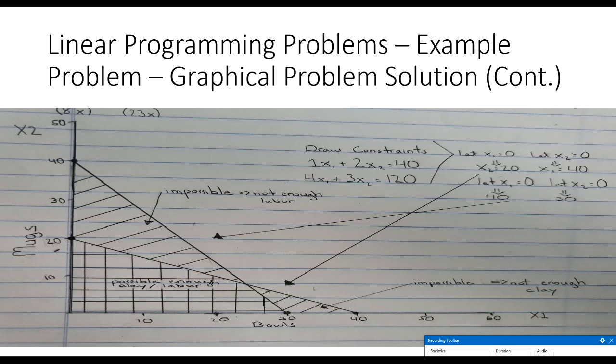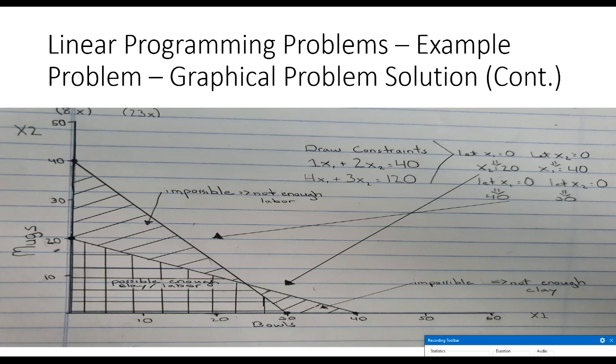So in this section here, we see that we have enough resources. We have enough clay, but we don't have enough labor. So these choices are impossible. We have enough clay, but not enough labor. Over here, we have enough labor, but not enough clay. So these choices are impossible. Over here, all of these choices are impossible because we don't have enough clay or enough labor.